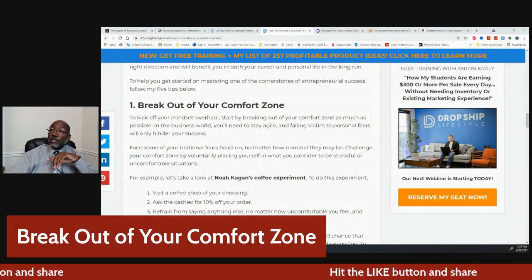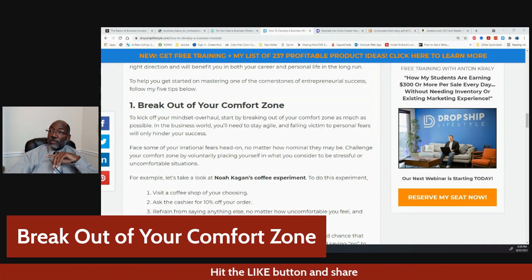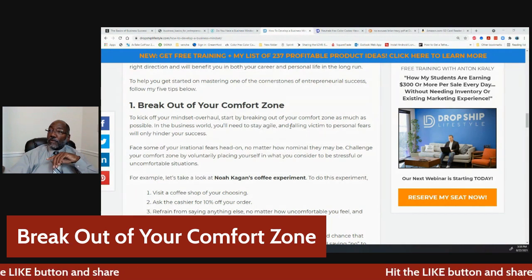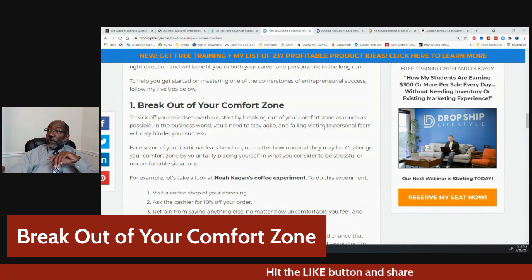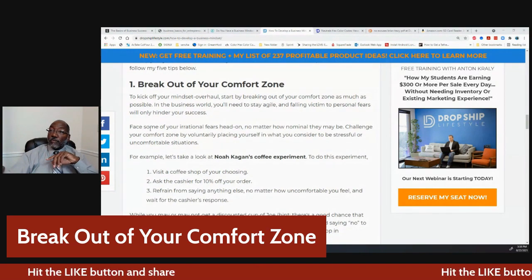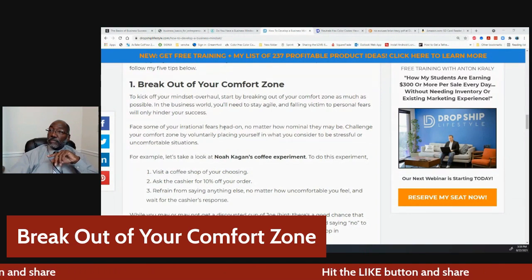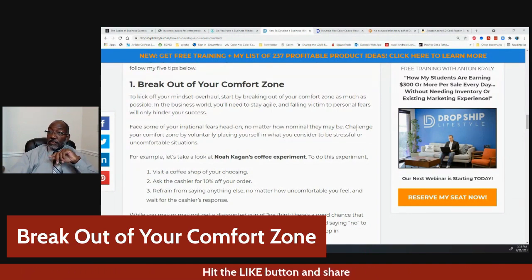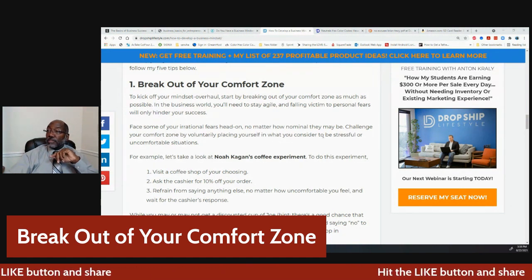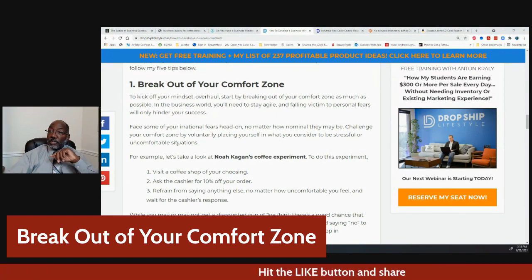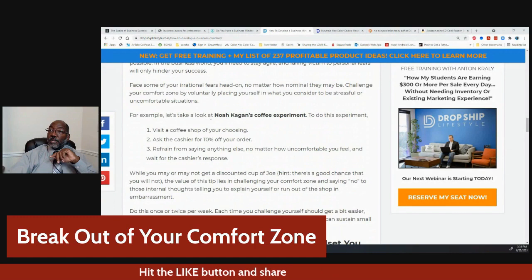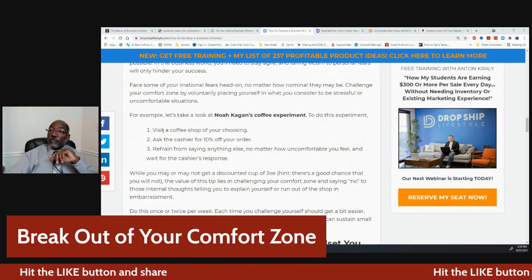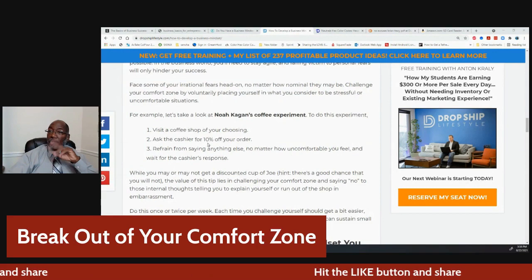To kick off the mindset, start by breaking out of your comfort zone as much as possible. In the business world, you will need to stay agile. Falling victim to personal fears will only hinder your success. Face some of your irrational fears head on, no matter how nominal they may be. Change your comfort zone by voluntarily placing yourself in what you consider to be stressful or uncomfortable situations. Example, let's take a look at the Noah Kagan experiment. Visit the coffee shop of your choosing. I'll let y'all read all of that.